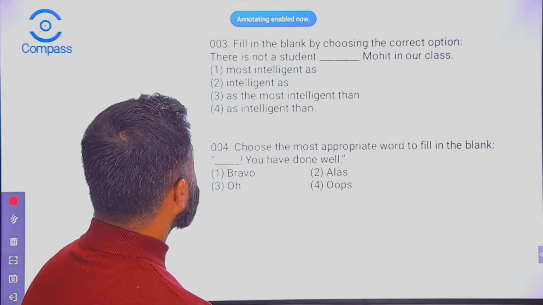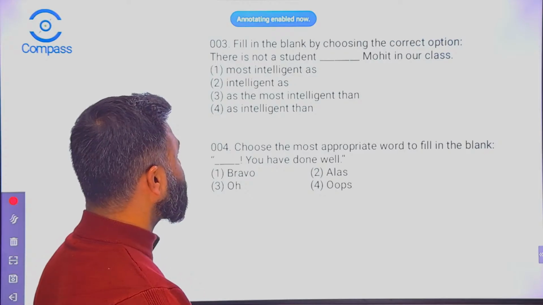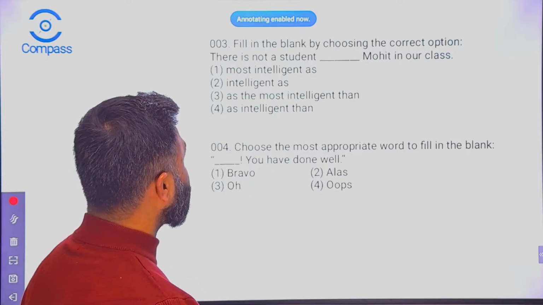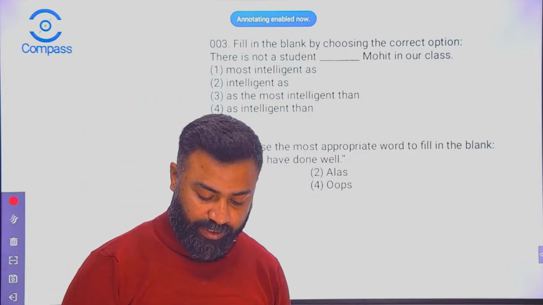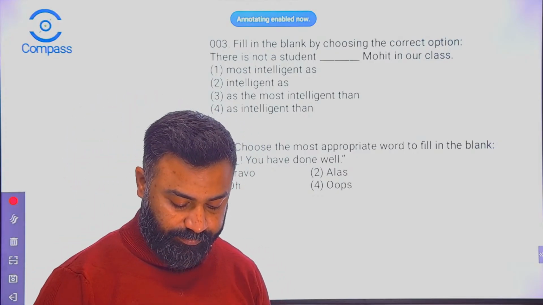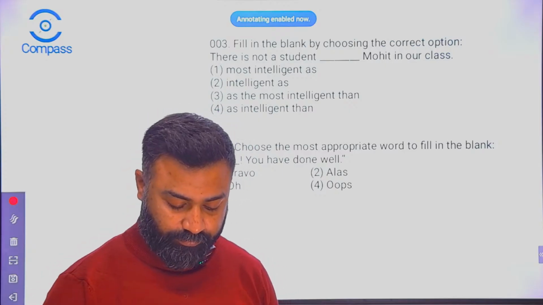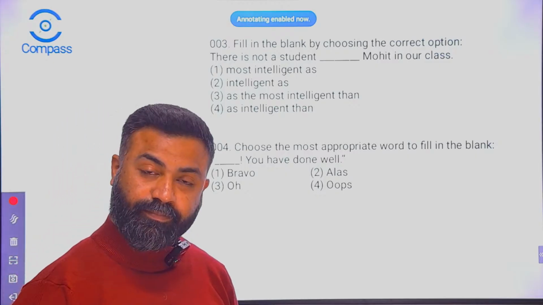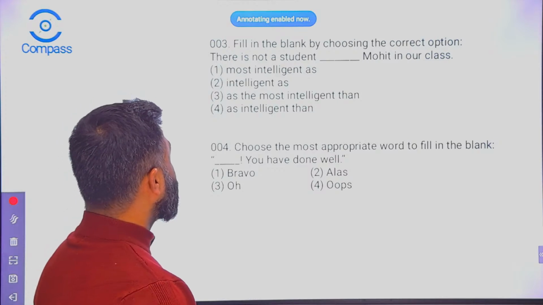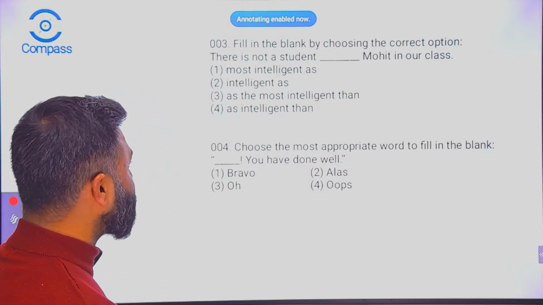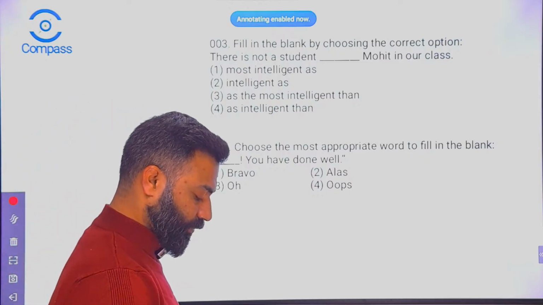Okay, fill in the blank by choosing the correct option. There is not a student dash Mohit in our class. So this is your time to give the correct answer. Yes, children, hurry up. What should be the correct answer to this question? There is not a student dash Mohit in our class.